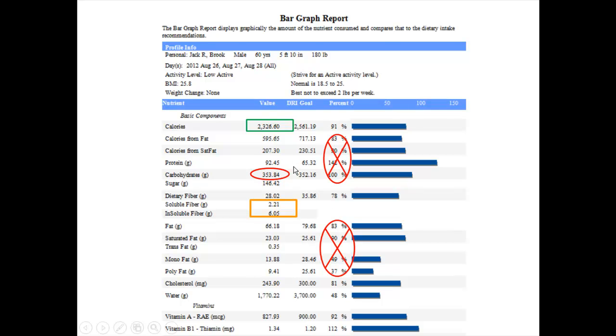Basically what they did was they took your carbohydrates gram number times 4. Remember, there's 4 calories per gram. Then they multiplied 4 times this number, divided by your total calories, and that gave us the 59%. You notice I have these crossed out because I don't want you to use this percentage. We don't want to use these.